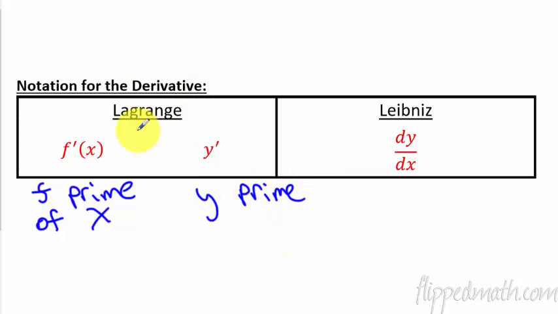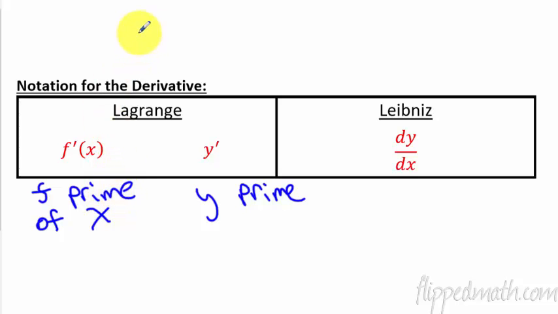So these are both called Lagrange notations. Lagrange was a really famous mathematician. I think he was Italian. Looks like a French name. I think he was Italian. So famous mathematician, lived a couple hundred years ago. We named it after him, f prime of x, y prime. They're both used interchangeably. It does not matter which one you use.